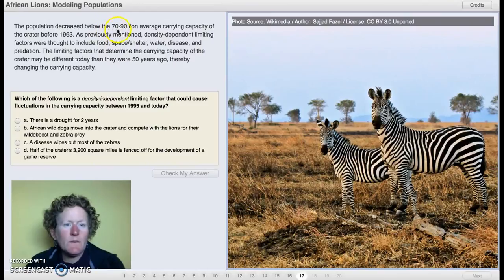The population decreased below the 70 to 90 lion average carrying capacity of the crater before 1963. As previously mentioned, density-dependent limiting factors were thought to include food, space, shelter, water, disease, and predation. The limiting factors that determine the carrying capacity of the crater may be different than they were 50 years ago, thereby changing the carrying capacity. Which of the following is a density-independent limiting factor that could cause fluctuations in the carrying capacity between 1995 and today? Well, I mentioned it earlier. Whether it rains or not doesn't matter how many animals are in a population; a population doesn't affect whether it rains or not. So that is a big hint in choosing the correct answer there.